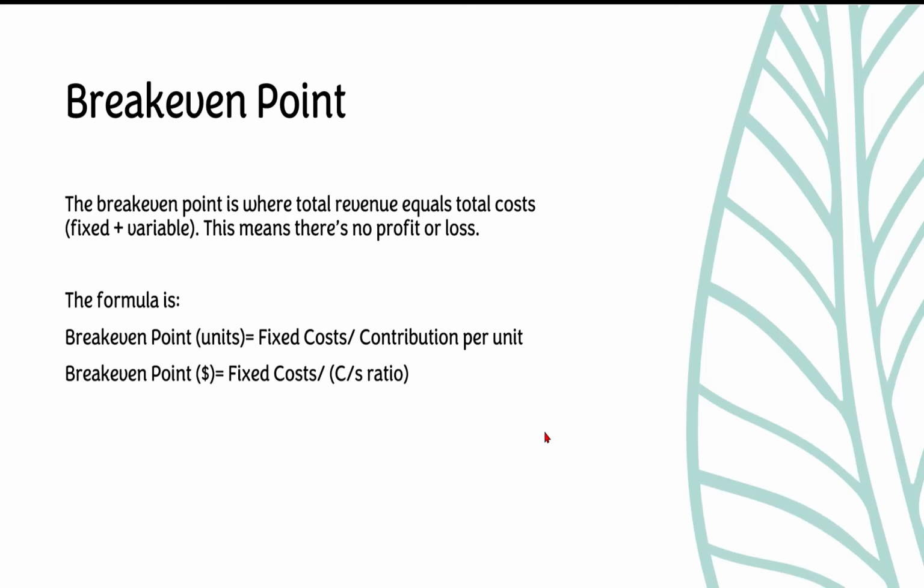The formula for BEP is, if the question asks you to calculate BEP in terms of units, then take the fixed cost and divide it by contribution per unit. But if the question asks you to calculate break-even point in terms of dollars or pounds or any currency, then you need to divide the fixed cost by the CS ratio, that means contribution to sales ratio. We earlier discussed how to calculate contribution. If you divide that contribution by sales, you will get the CS ratio.